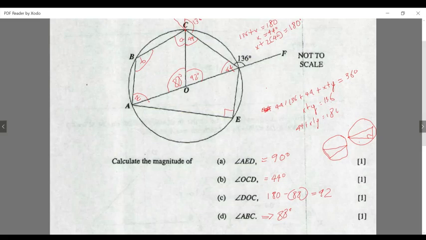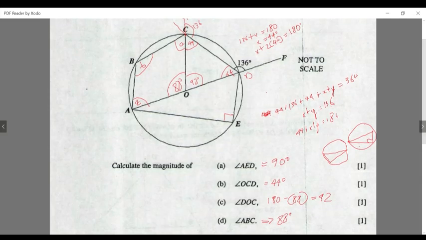So this first one is meant to trick you. You shouldn't spend more than 5 seconds on it, because you recognize that the angle in a triangle that's formed by a semicircle is 90 degrees. So the answer for AED, where this thing is D, is 90 degrees. Furthermore, when you want to find OCD, there are a few steps.